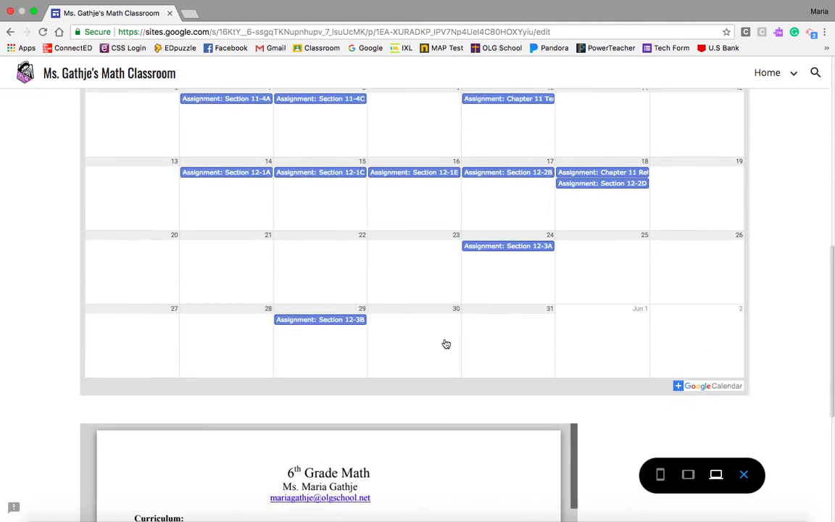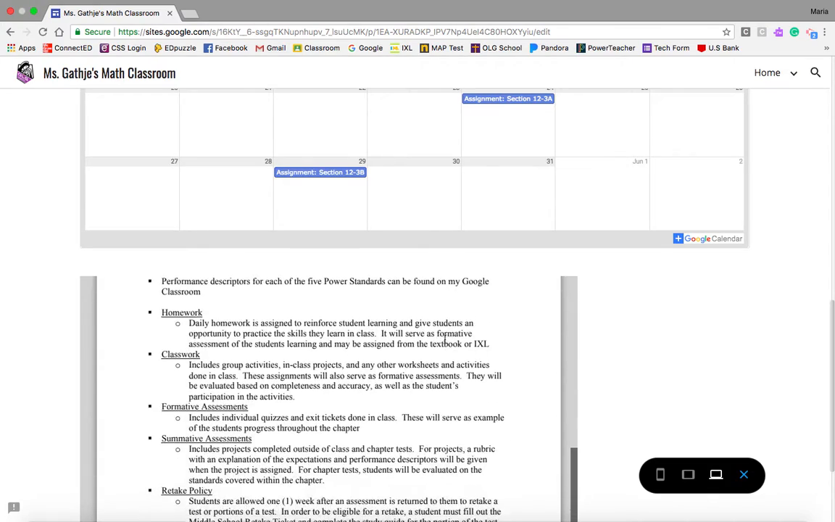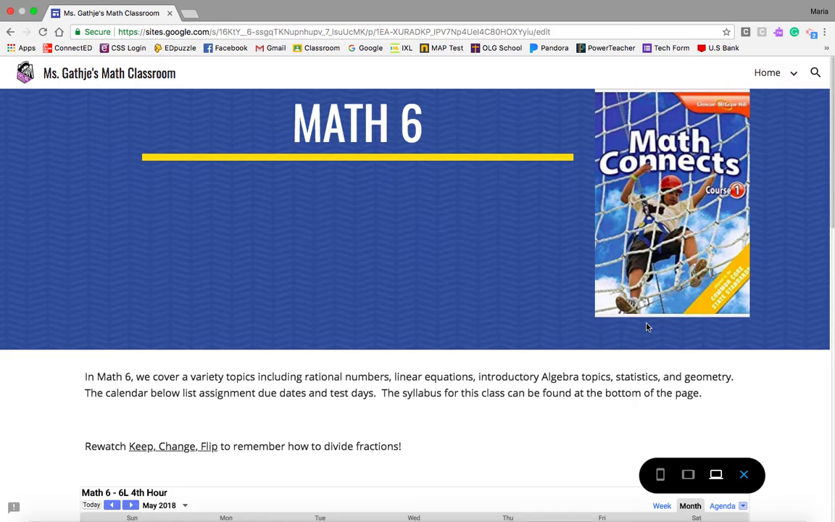And then, like I said, at the bottom is the course syllabus so that parents and students can always refer back to that. So that's the general idea behind the page that I am designing.